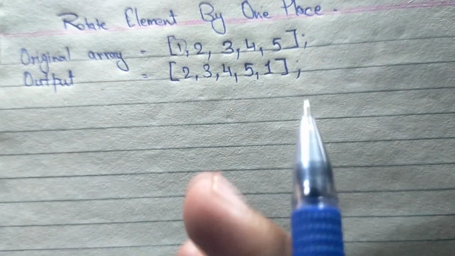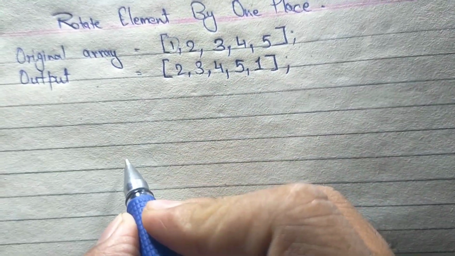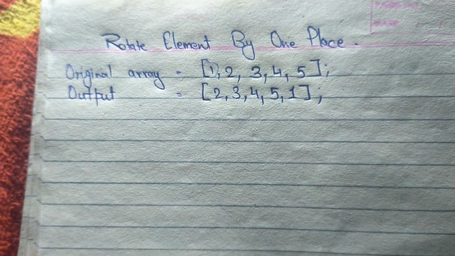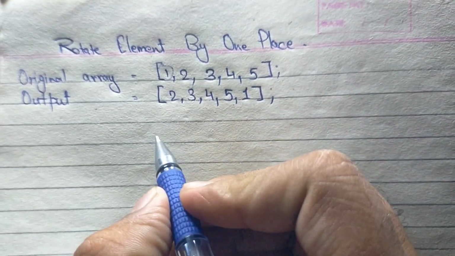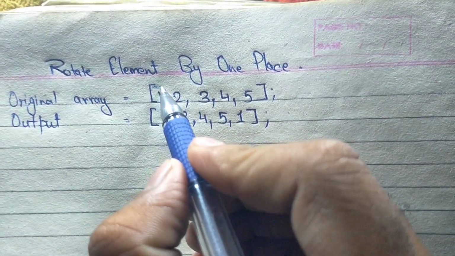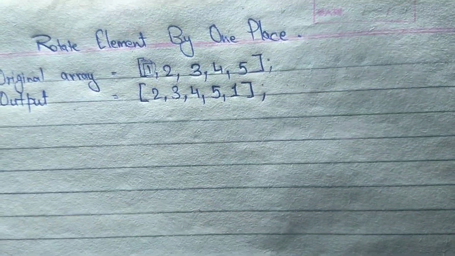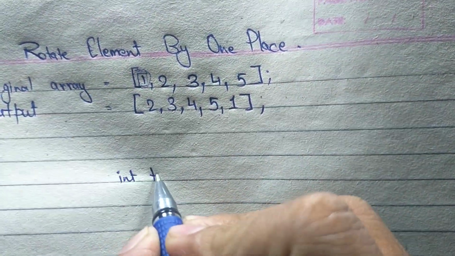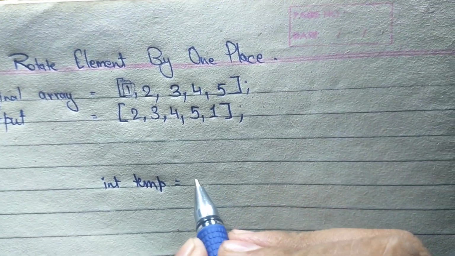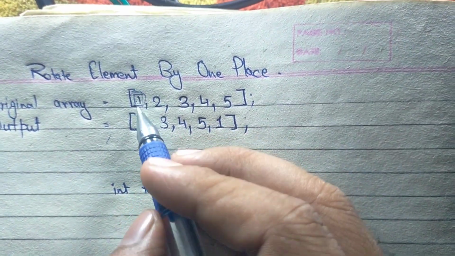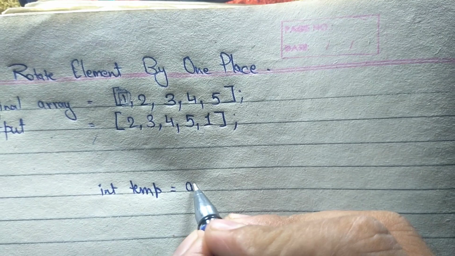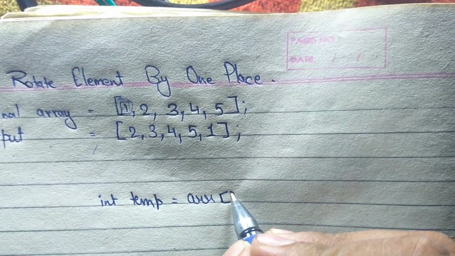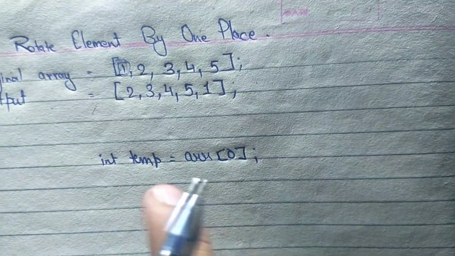So now let's discuss how we are going to do it. First of all, we should traverse the array, but the topmost thing is we want to store the first element of this array in a temporary variable. So first int temp, we are just storing that first element, arr of 0. The zeroth element we are going to store in the temporary variable.